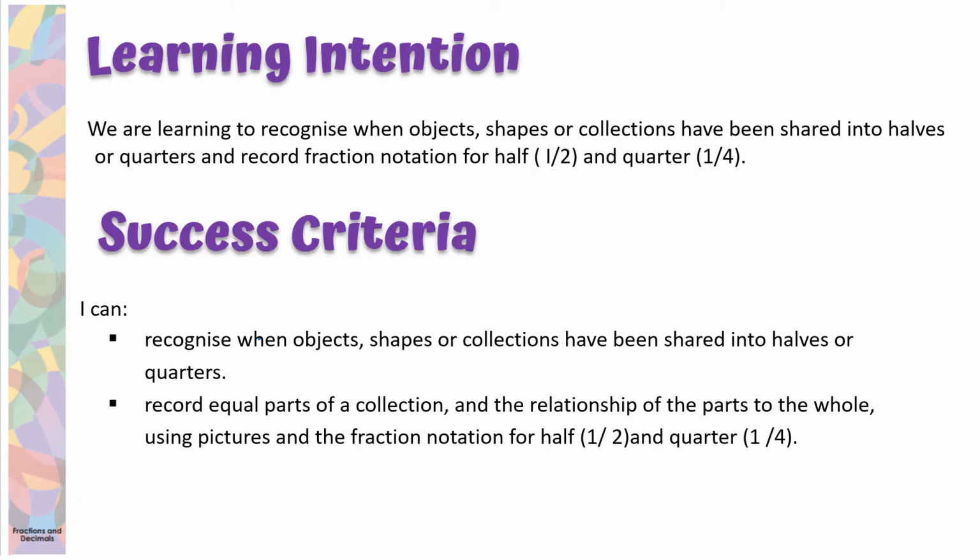Our learning intention today is we are learning to recognise when objects, shapes and collections have been shared into halves and quarters and record using fractional notation for half and quarter. Our success criteria: I can recognise when shapes and objects and collections have been shared into halves and quarters. I can record equal parts of a collection in relation to the parts of the whole using pictures and fractional notation for half and a quarter.